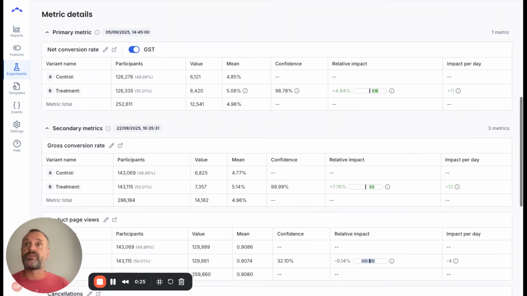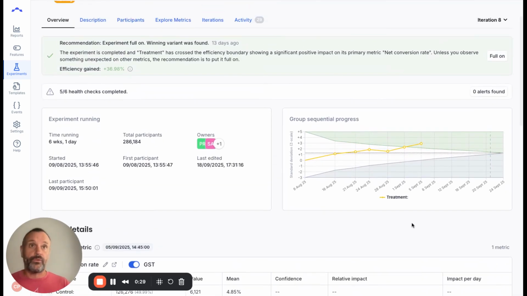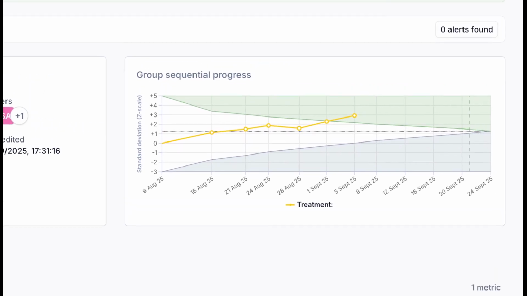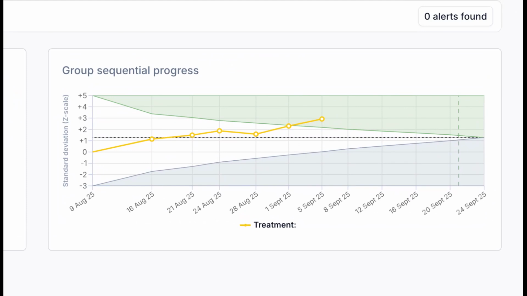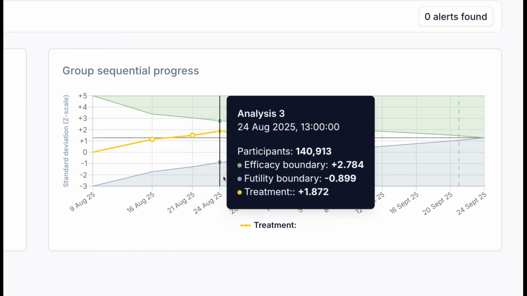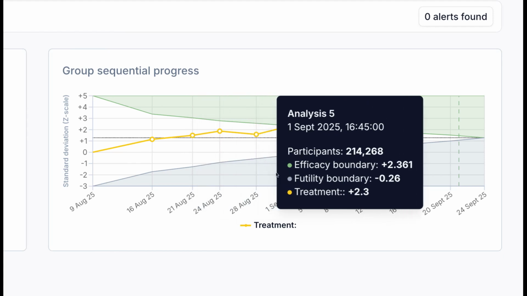So you have the primary metric, secondary metric, guardrail metric, but you also have this graph here on the right, which is specific to GST. If I zoom in, this graph basically represents the experiment over time. Each one of the vertical lines is one of the interim analyses. And I showed you in my first video how to set up those interim analyses in ABsmartly.